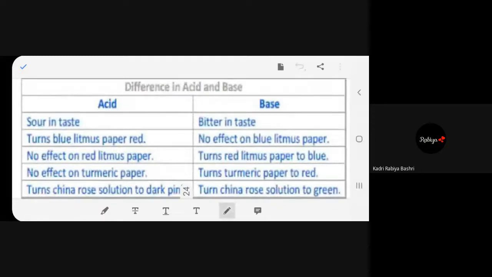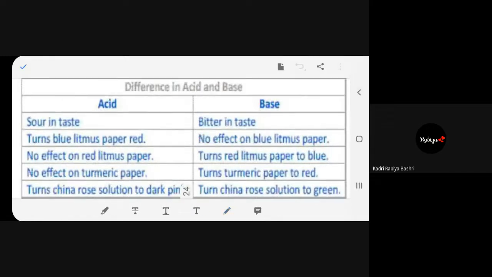That it is changing blue to red. Right, beta, in acid? Blue to red. Agree? If I put the blue litmus paper in base, there is no change in color. Is this clear? Blue remains blue in basic solution. Is this clear, beta? There is no change in color.